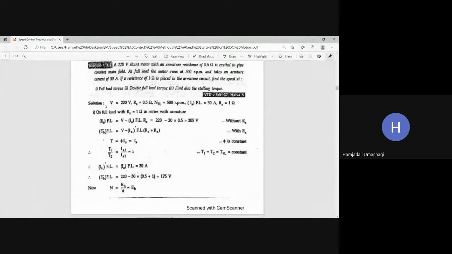So first we are going to write down all the given parameters related to the DC shunt motor. That is V equal to 220 volts, RA equal to 0.5 ohms, full load speed 500 RPM, full load armature current 30 ampere, Rx equal to 1 ohm. Now let us calculate full load torque. This is the first thing we need to calculate. So first one is full load torque with Rx 1 ohm in series with the armature. What will be the full load torque if we add 1 ohm extra resistance in series with the armature?